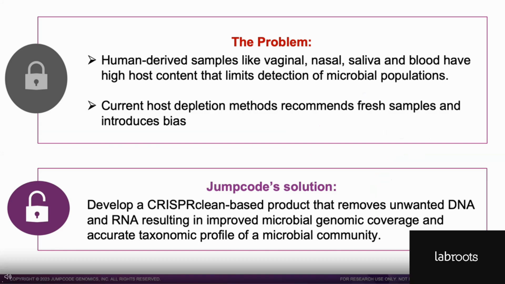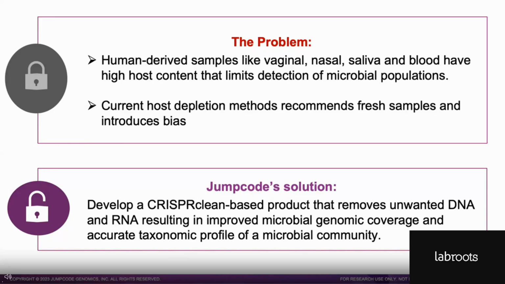So, the problem is that human-derived samples like vaginal, nasal, saliva, and blood have high host background that limits detection of microbial population, especially the low biomass ones. To characterize the microbial content in microbiome samples, researchers use 16S sequencing, but this is hypothesis-driven and can only identify known microbes effectively, incapable of discovering new microbes.